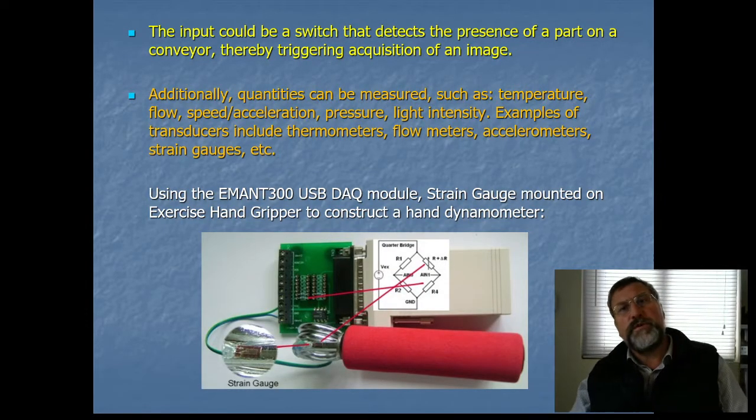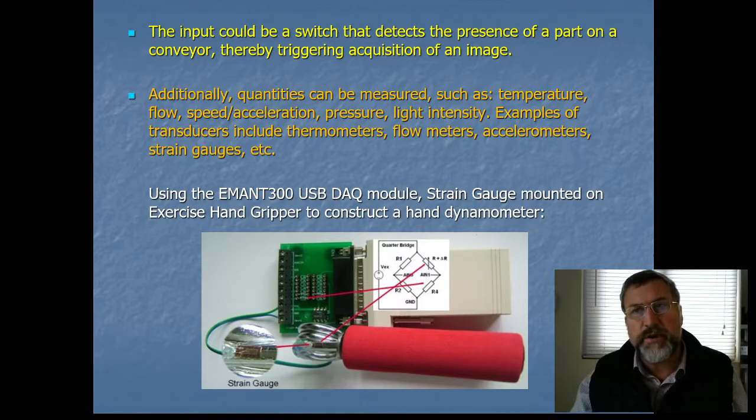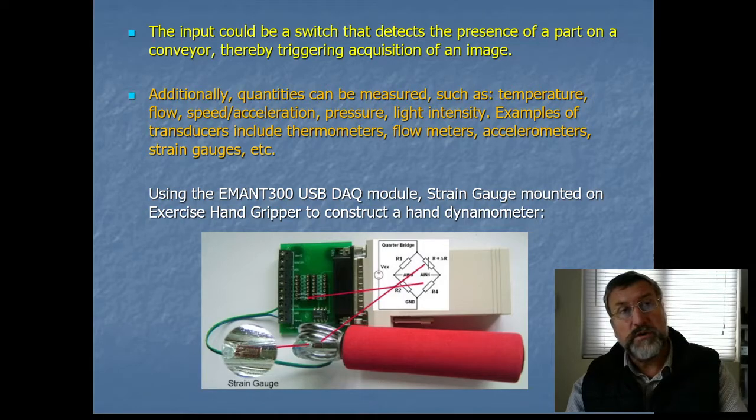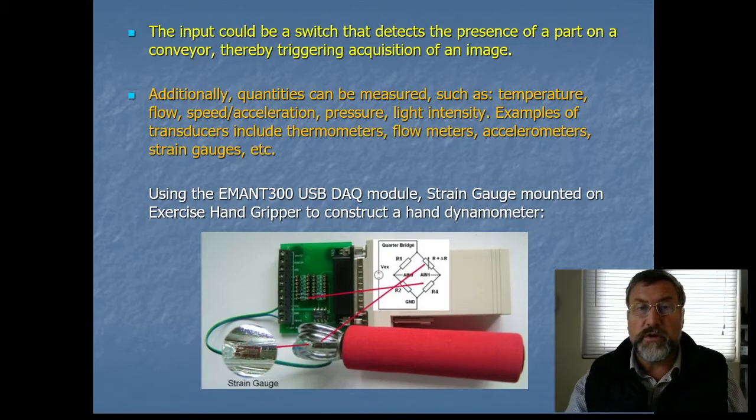Now, the input could be a switch, as it says here, that detects the presence of a part on a conveyor, thereby triggering acquisition of an image. And this would be a typical and very common machine vision application. So you'd have a conveyor belt, perhaps, where you'd have objects coming along it. Maybe, for example, a good application for machine vision is something like trying to detect glass fragments in the bottom of jars of honey. Very boring task, but pretty serious if they miss any.